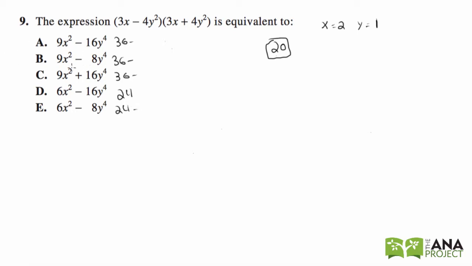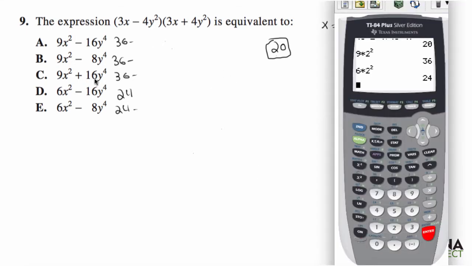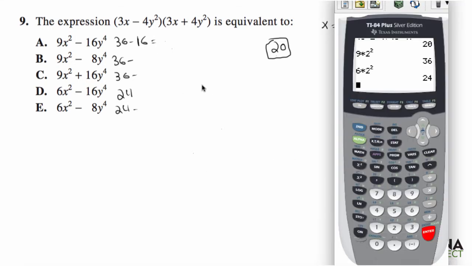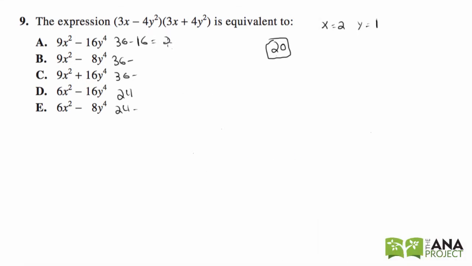When you use this strategy, you have to actually plug into all the answer choices, because sometimes you may have duplicate answer choices. We may have A and D both be 20, and then we have to choose some new numbers. So that's why I'm doing all the answer choices. So 36 minus 16, well, y is 1, so 36 minus 16, punch that into our calculator, we're going to get 20. So that works.